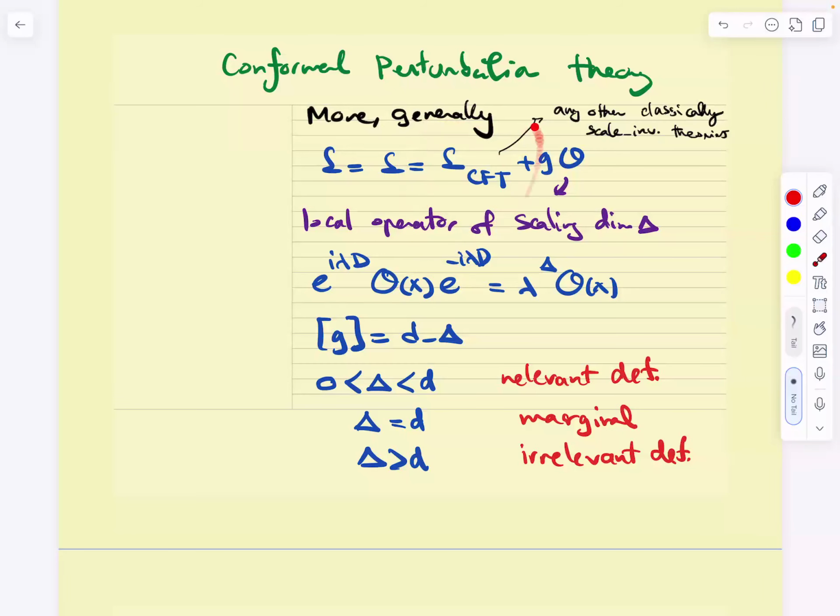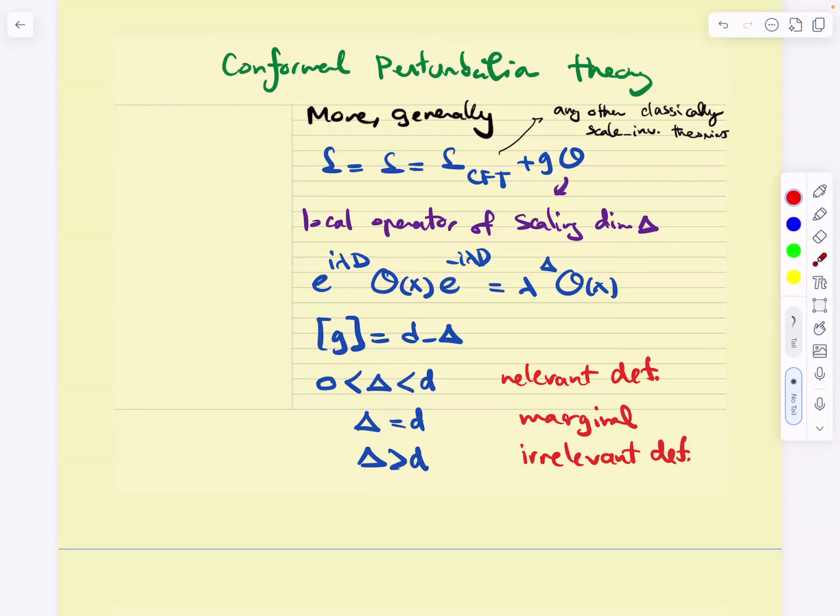Now, once we have such a theory, we could take it as the starting point of perturbation theory and then deform it by a small deformation term, which is some operator, some term like this in the Lagrangian. Now, all that matters is that if the scaling dimension of this operator is delta, then the scaling dimension of g, the coupling, is D minus delta. Depending on what delta is, you're going to have an irrelevant deformation, a marginal deformation, or a relevant deformation.